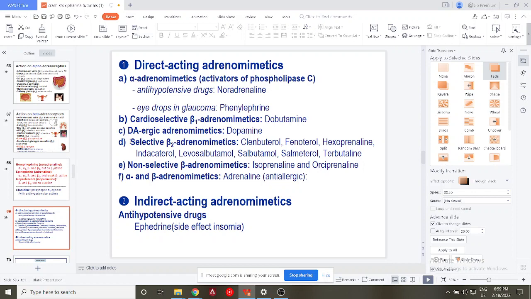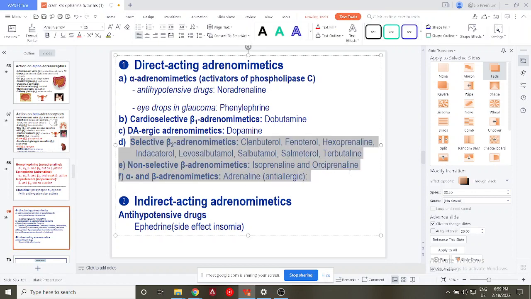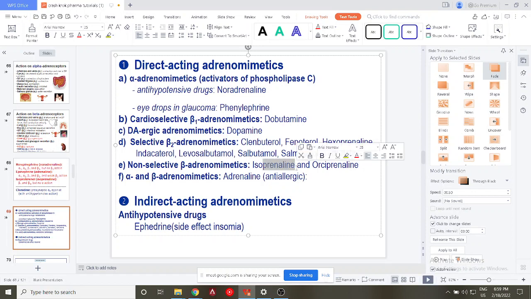Take note of this. This part is very important: the selective and non-selective. Isoprenaline and the like are non-selective, so they're going to work on either beta 1 or beta 2. But selective beta 2 drugs are going to work on only beta 2. Take note of the salbutamols, we call it the OL. The salbutamols work on only beta 2, while non-selective drugs work on either beta 1 or beta 2.